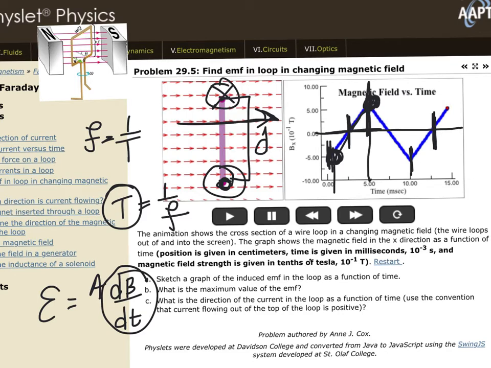If the field were decreasing in this direction, then the current would have to go in here, using right-hand rule number 3, and come out here, because my thumb would have to point in the direction of the field. Because it's decreasing, the induced EMF is going to try and prevent the decrease. Again, Lenz's law.